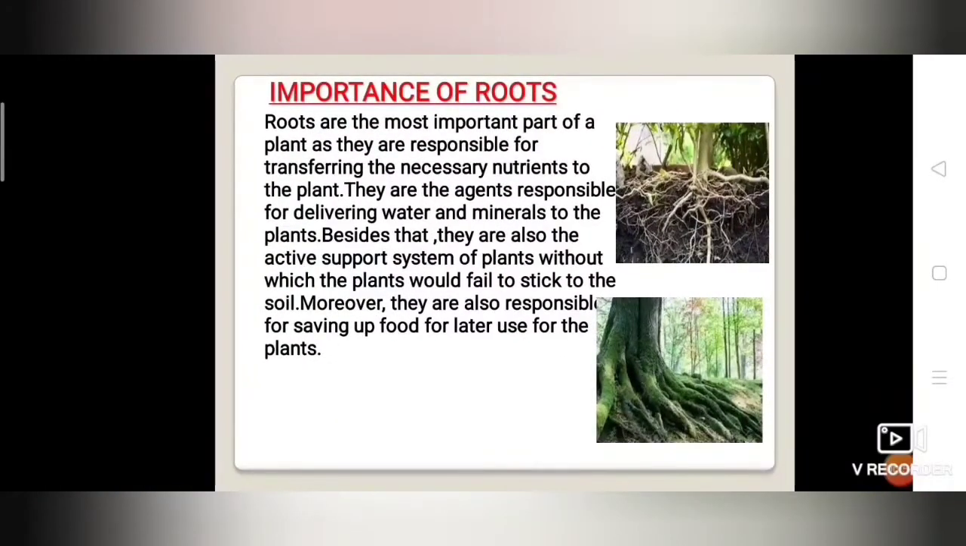Now we are going to discuss the importance of roots. Roots are the most important part of a plant as they are responsible for transferring the necessary nutrients to the plant. They are the agents responsible for delivering water and minerals to the plants. Besides that, they are also an active support system of plants without which the plants would fail to stick to the soil. Moreover, they are also responsible for saving up food for later use for the plants.